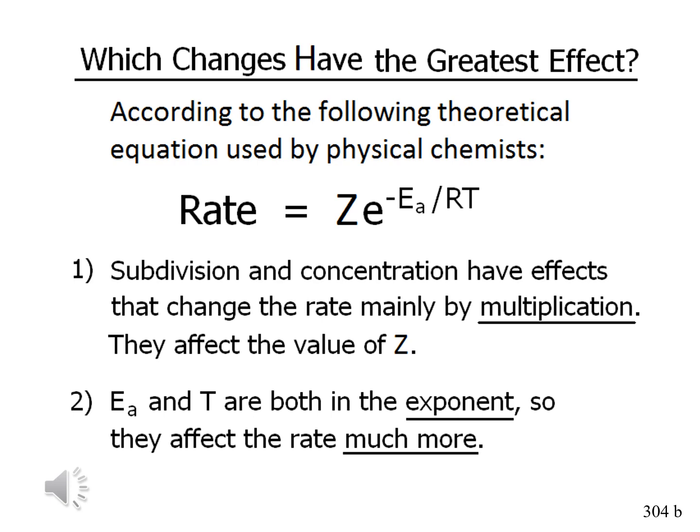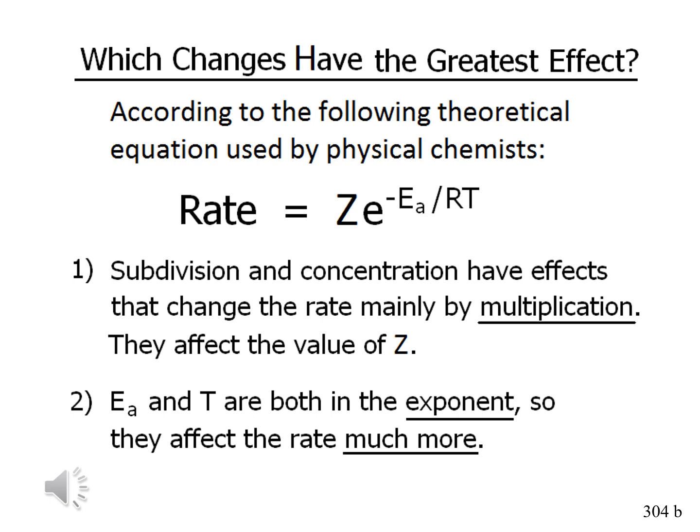That is only multiplied. But if you look at where the energy of activation and the temperature are, they're in the exponent of e, which is the base of the natural logs. So you know that exponents are going to affect the rate a lot more than things that are multiplied. That's the reason why the energy of activation and the temperature have so much more effect than the concentration. The R in the equation is just the same gas constant that's in PV equals nRT.